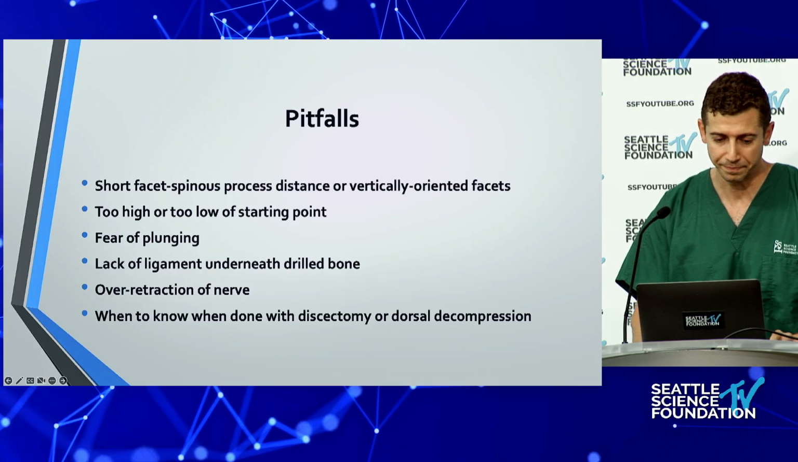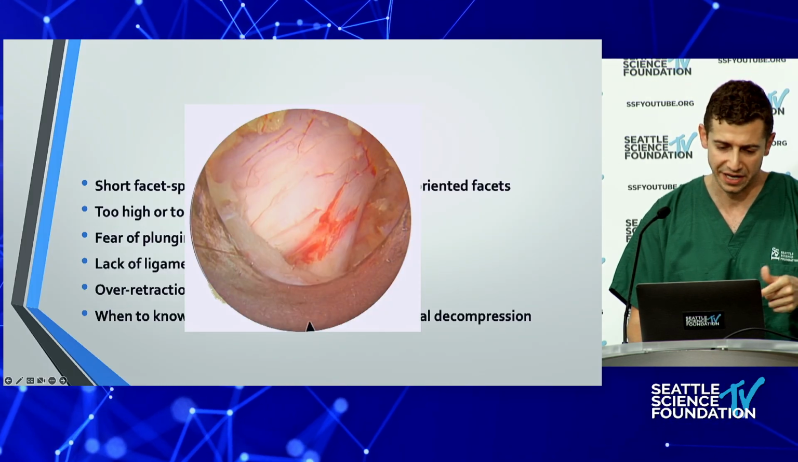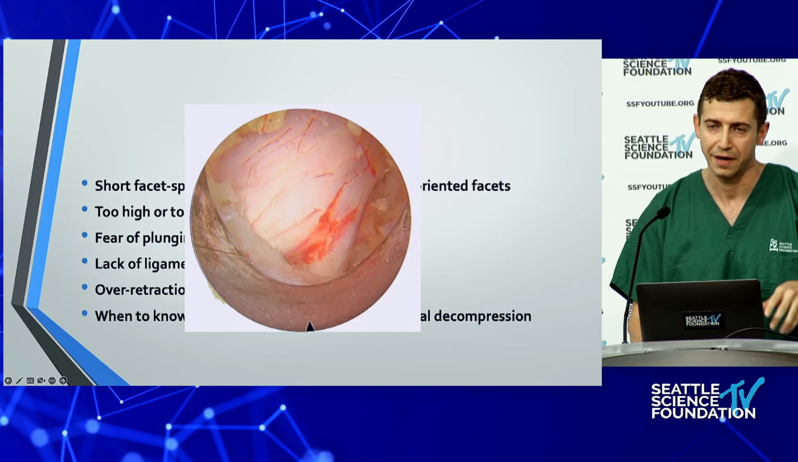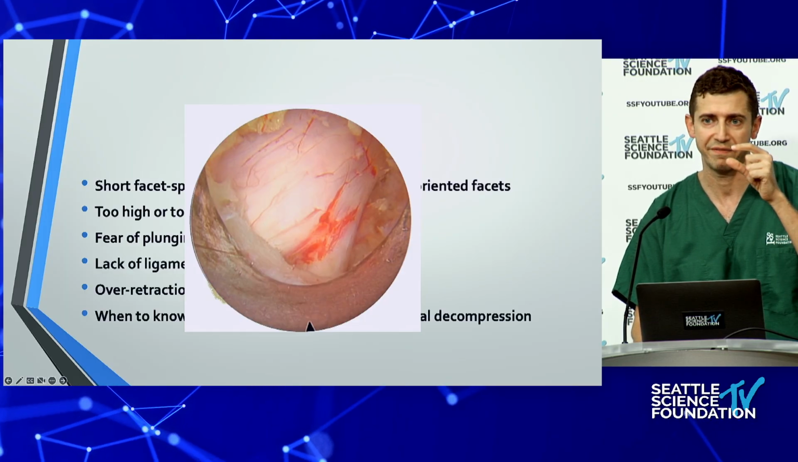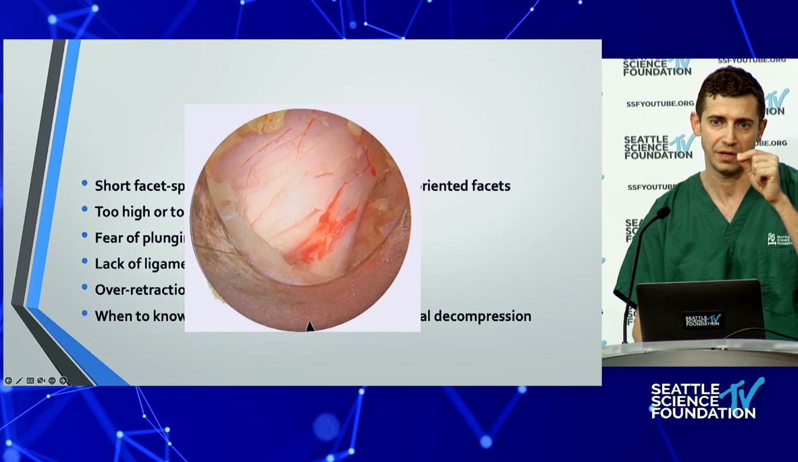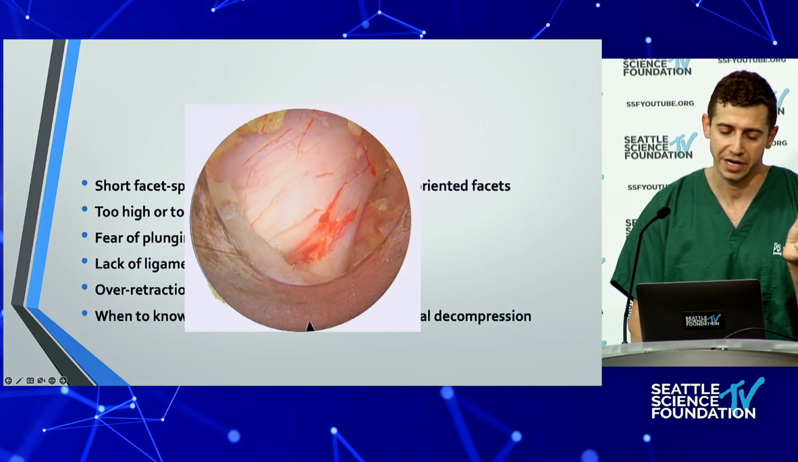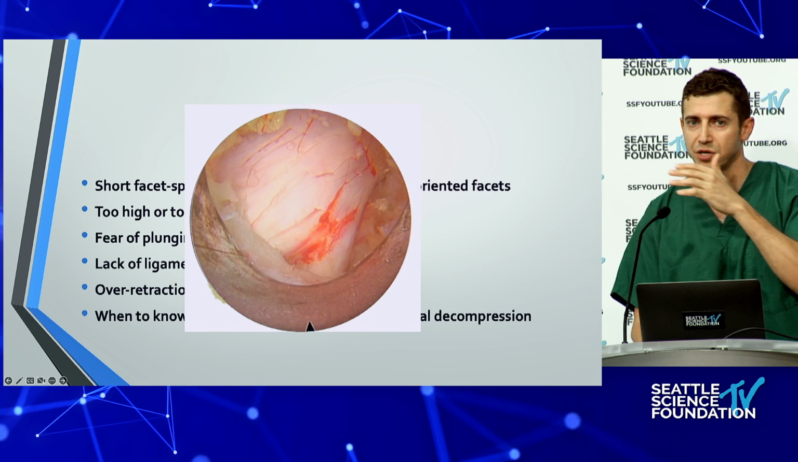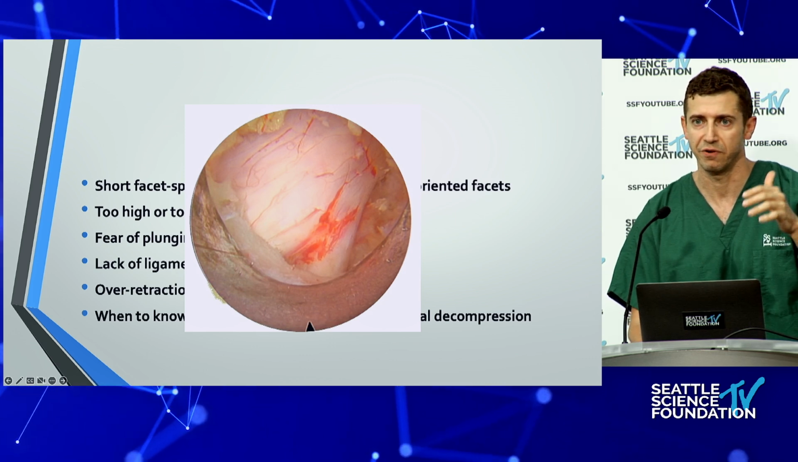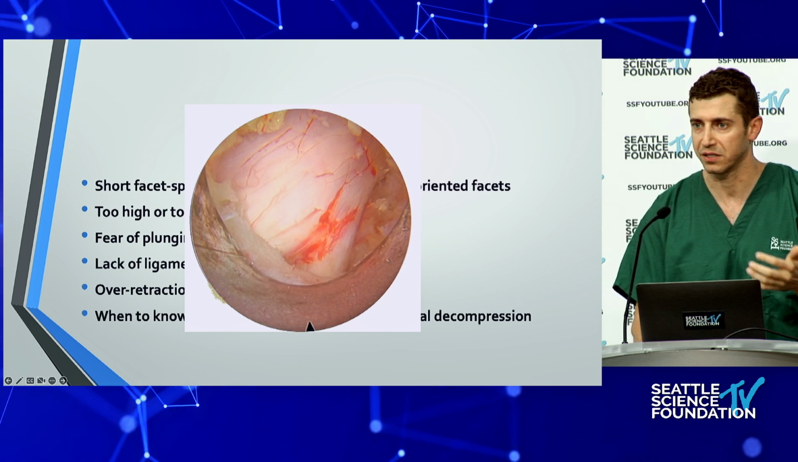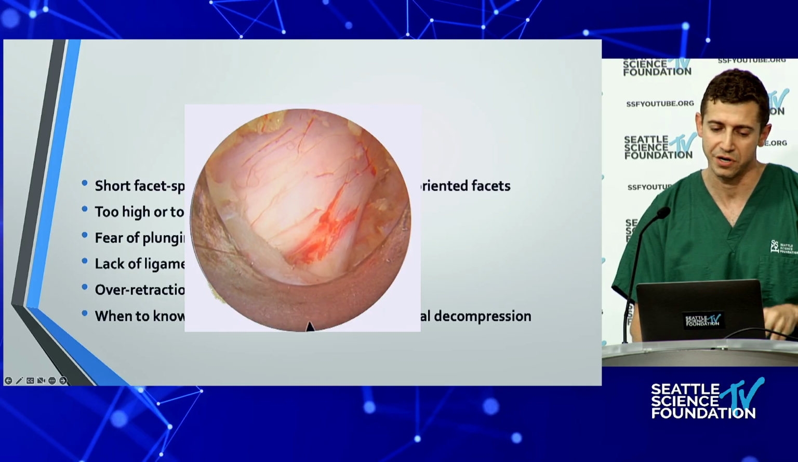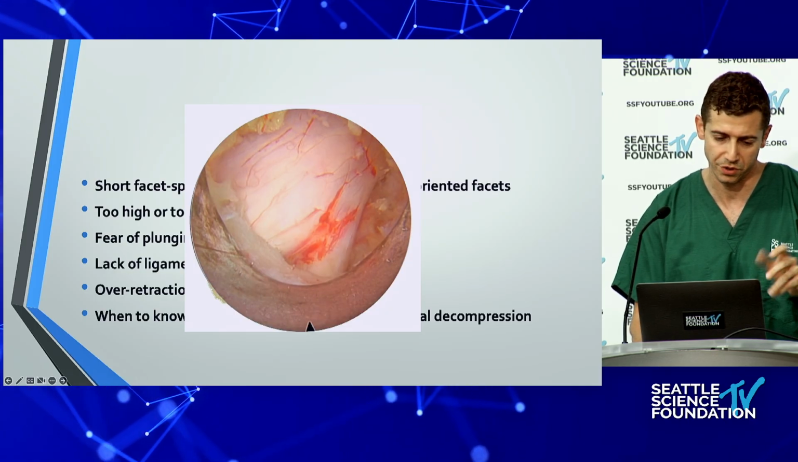Not the end of the world. Last thing, or second to last thing, is over retraction of the nerve. Like you saw from the video, you always want to have some room between your traversing root and the wall before you rotate your working channel. And you also want to make sure all the adhesions are taken care of before you rotate the cannula to make this safe for your nerve root and you're not smashing it at the same time as when you're rotating the cannula.